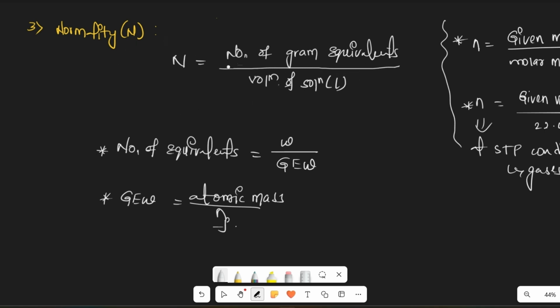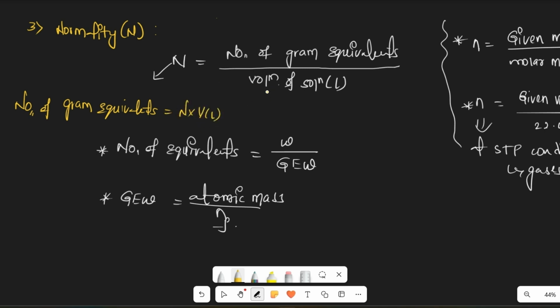So number of equivalents from this, what will happen here? We can also write this thing like this. Number of gram equivalents, or we can say simply equivalents. Fine, don't get confused over here. Equivalents is equal to normality into volume of solution in liters.